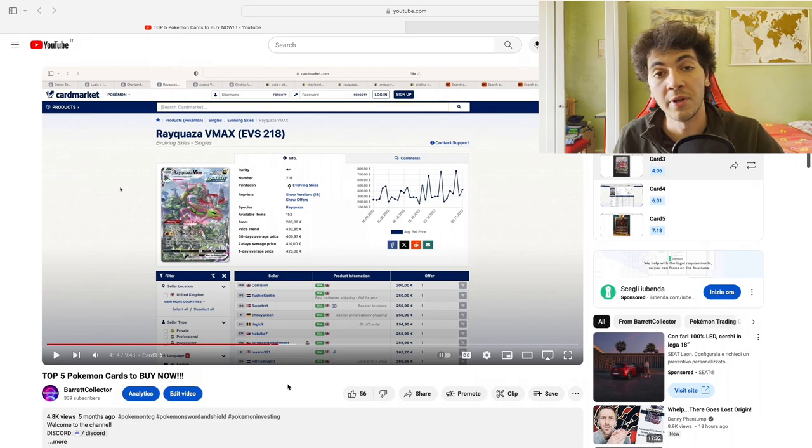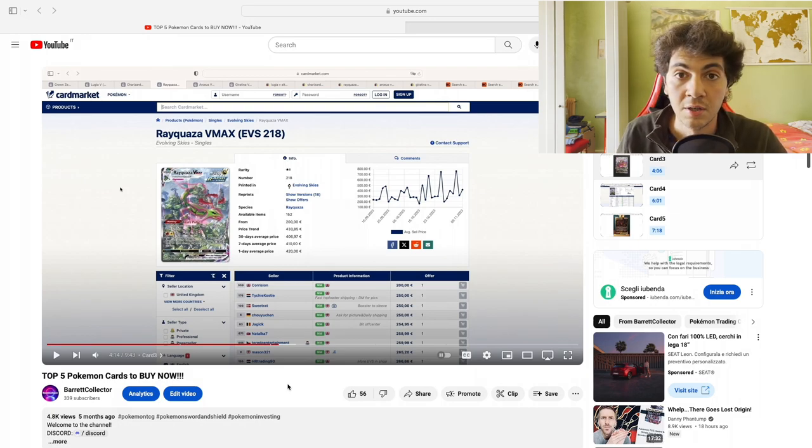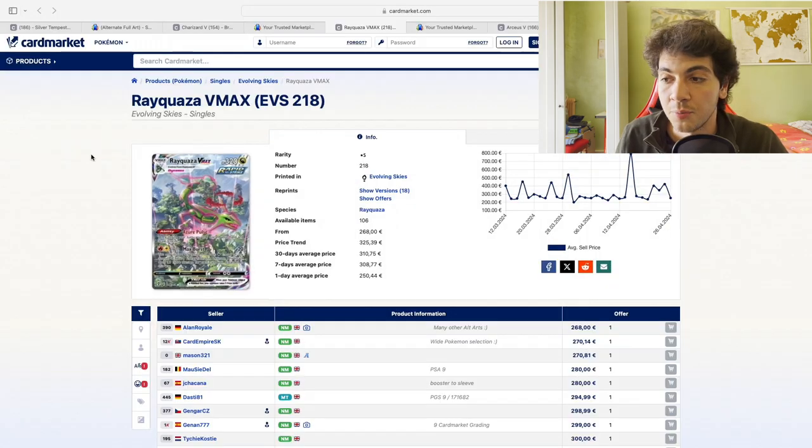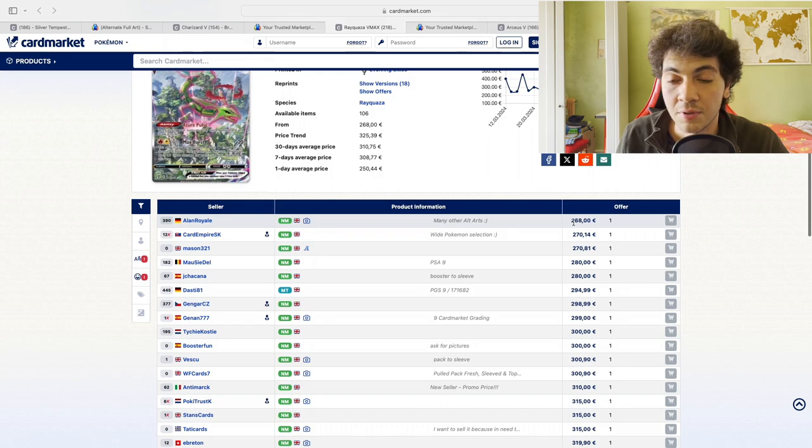So card number 3 on the list was the Rayquaza VMAX from Evolving Skies, the secret alt art. And as you can see, again, without considering the United Kingdom seller, it was selling as low as 250 euros. Now let's take a look at what's going on in the US and in the EU right now. In the European Union, as you can see, it's going for as low as 270 euros.